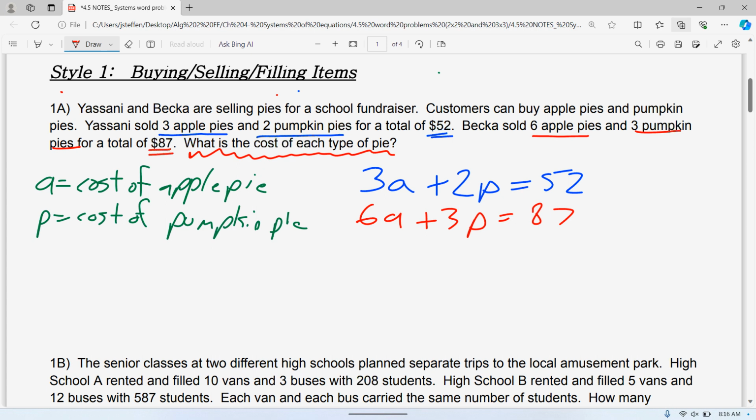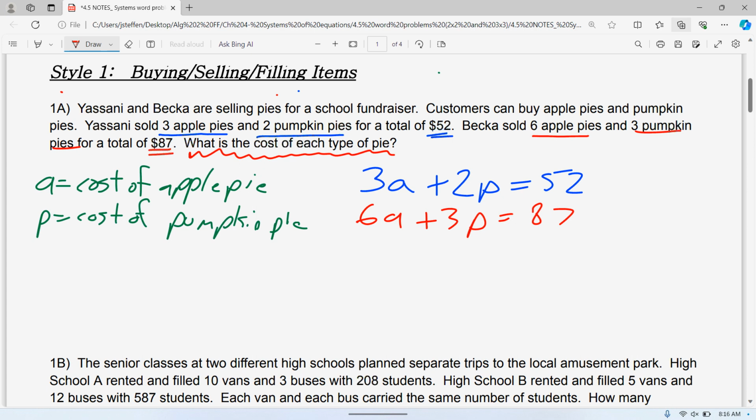So to get the total, you're adding the total. How much did they make? Well, they sold 6 apple pies, so it's 6 times how much it costs for 1 apple pie. Then 3 times how much it costs for 1 pumpkin pie. That's how we set up our variables. That's the important thing. That's what I'm going over. There are questions on the test, but that's all you'll have to do. Just set it up and forget it.